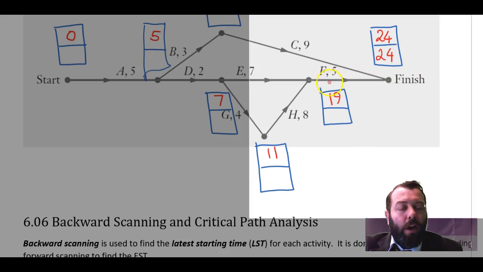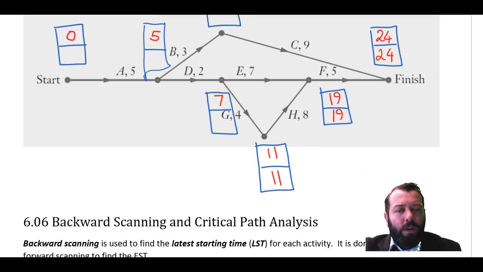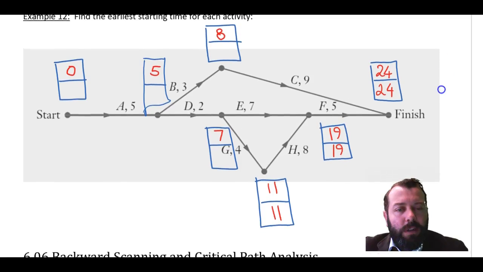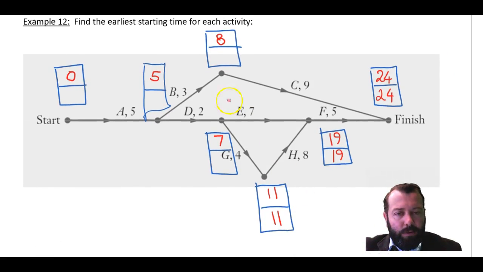Now what I do is I subtract the length of time for that activity. So 24 minus 5 is, of course, 19. Now 19 minus 8 is 11. And you might be thinking at this stage, what's the point of this? We're just doing all of the same numbers. But that's not exactly true.